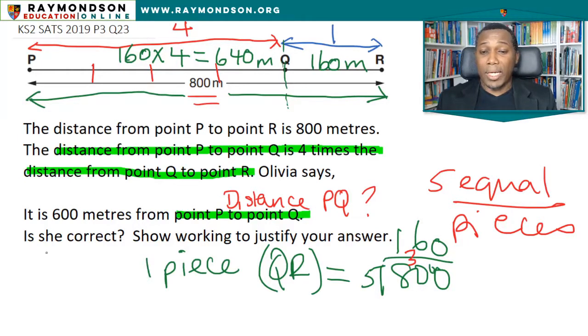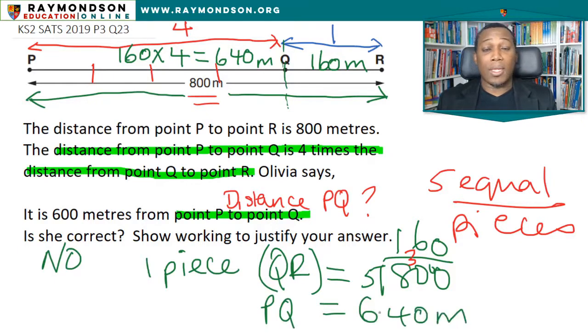So is she correct? No. And we have shown working to indicate that PQ equals 640 meters. It is 4 times the length. It's 640 meters. That is the answer to the question there. 640 meters. That's what we're looking for there. Okay? Hope that was good.